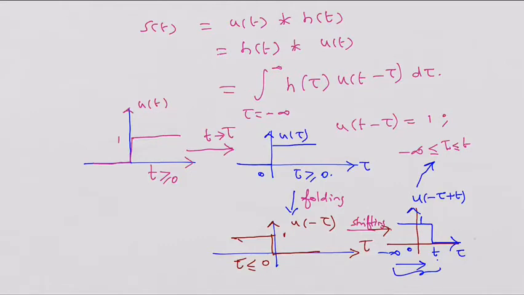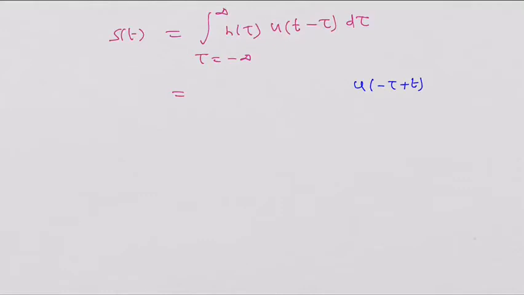From minus infinity up to t, the value will be equal to 1. If so, I can simply proceed with the computation of unit step response, which is given as the integral over tau from minus infinity to plus infinity of h of tau into u of t minus tau d tau. But because of the conditions, u of t minus tau is equal to 1 only for values of tau between minus infinity and t, and it is 0 everywhere else.